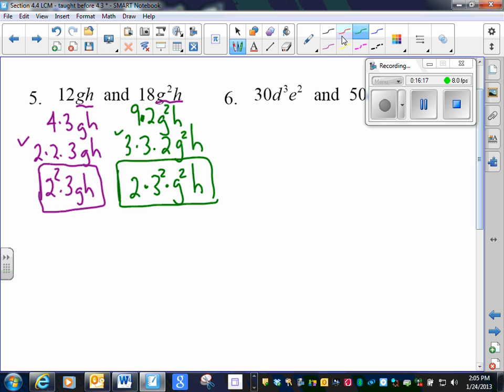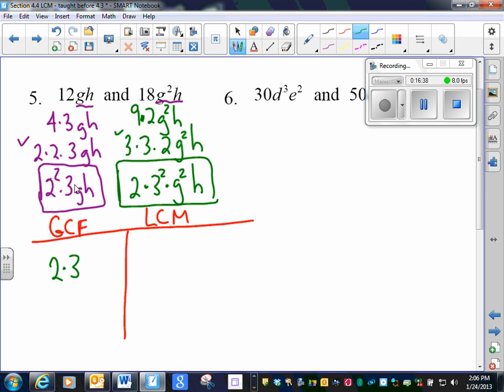GCF and LCM, we need a T-chart. Now I'm going to the GCF. I need to see the bases in both boxes. I see a 2, I see a 2. Write them down. I see a 3, I see a 3. I see a G, I see a G. I see an H, I see an H. All of my bases are in both boxes.